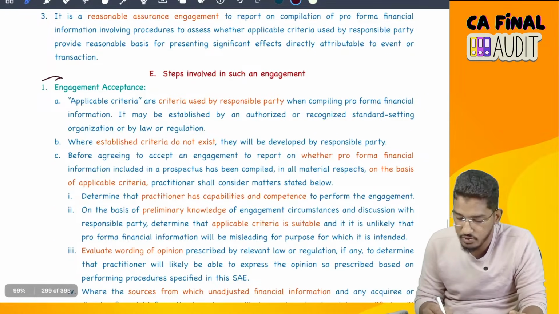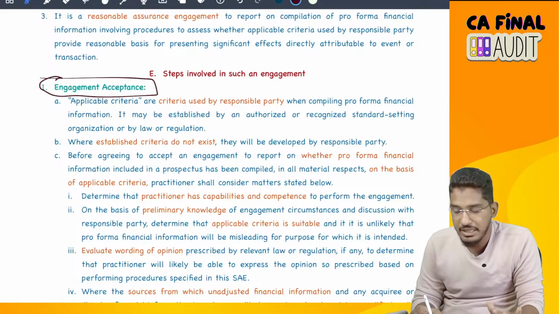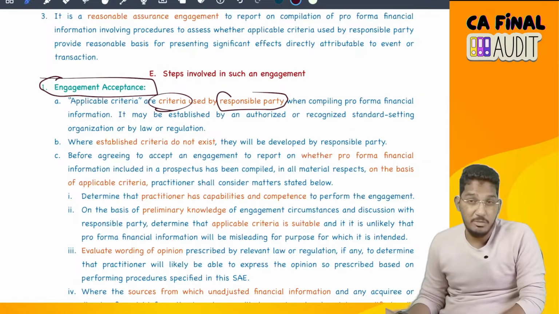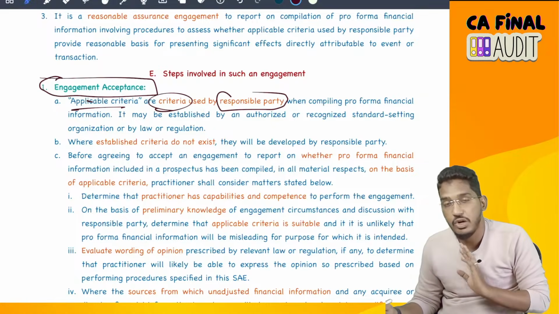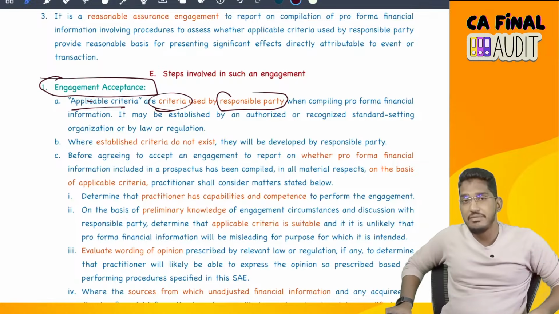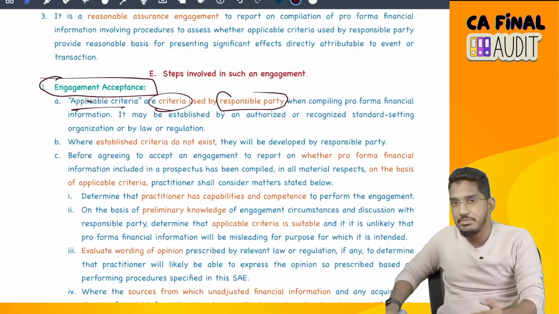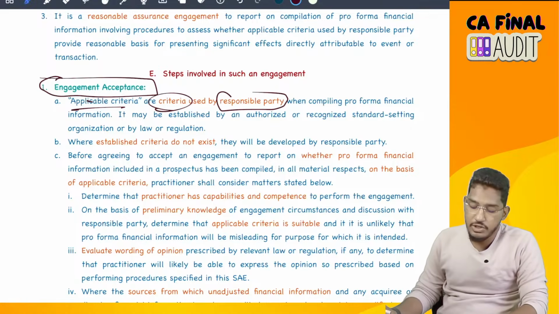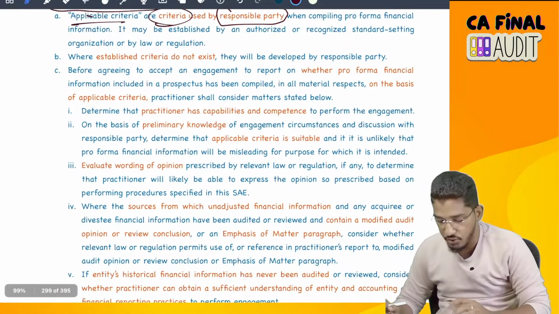Next, what else? What are the steps involved? Here also, first you need to determine whether you can accept such an engagement or not. Generally, you will accept that engagement only when the criteria used by the management in preparation of that pro forma financial information is acceptable. If the applied criteria is not acceptable, you should not perform that engagement. Same as in audit, where you accept the engagement only when the applicable financial reporting framework is acceptable. On the same lines, you should accept this engagement only when you find that the applicable criteria used in the preparation of the pro forma financial information is acceptable, otherwise you don't accept it.